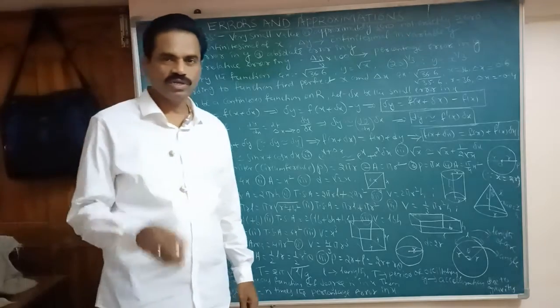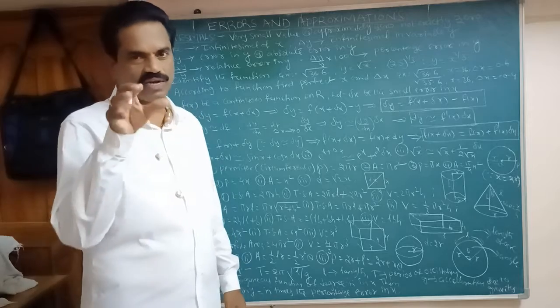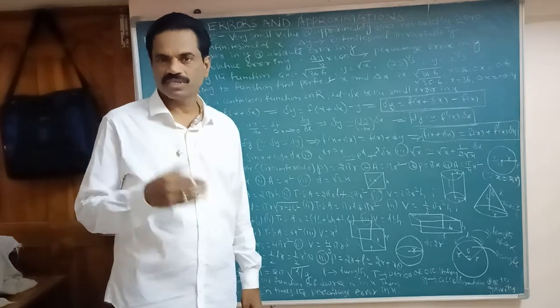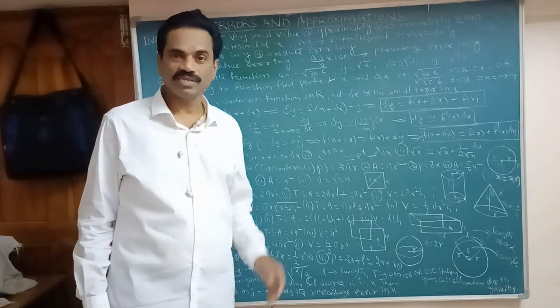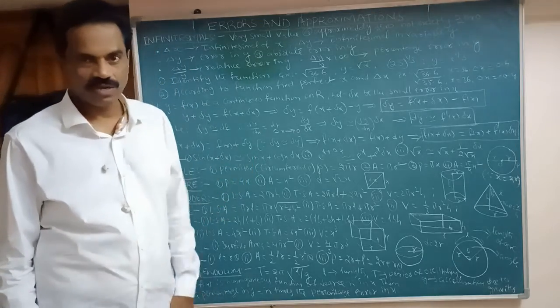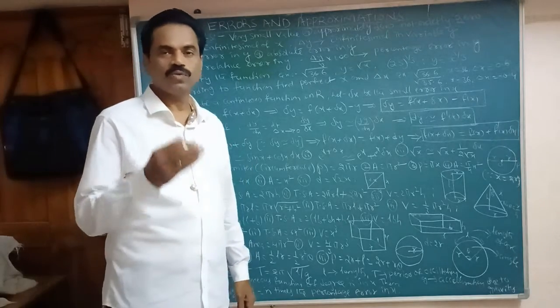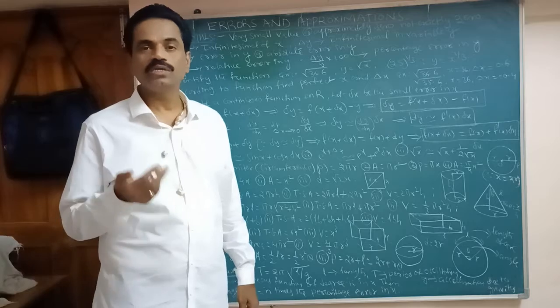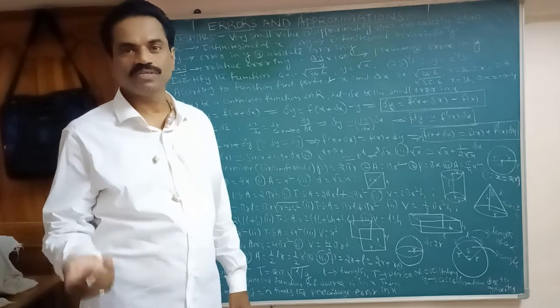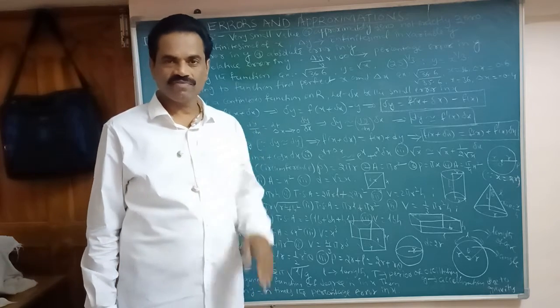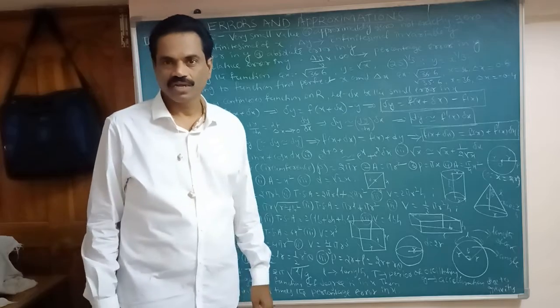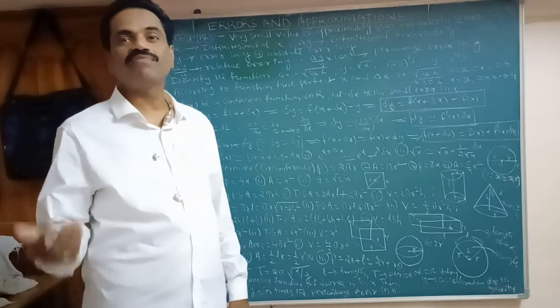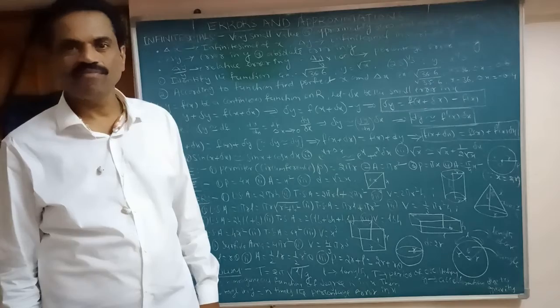Before doing these problems, first we have to estimate the problem. Suppose root 36 is given. How much is it? 36 is 6. Root 4 is 2. If cube root of a number is given, how much is it? First decide the function. After that, make it a perfect square.